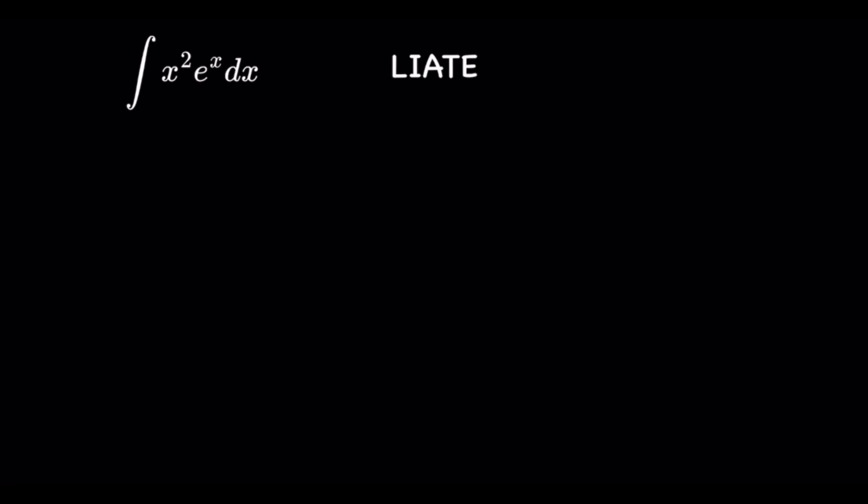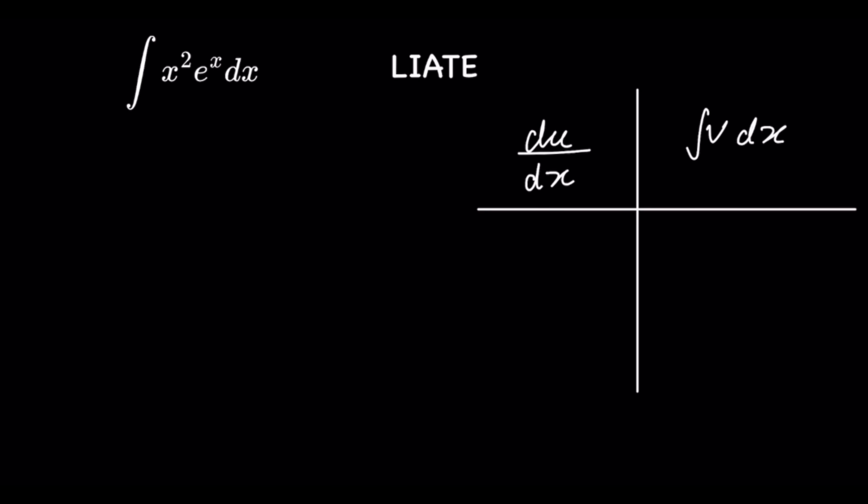So let's build our tabular columns. On the left, we will be building a column of derivatives of u, and on the right, we're going to be building a column for integrals of v. Now, in the first row, we're going to be writing the values of u and v as they are. So x squared here and e power x here.